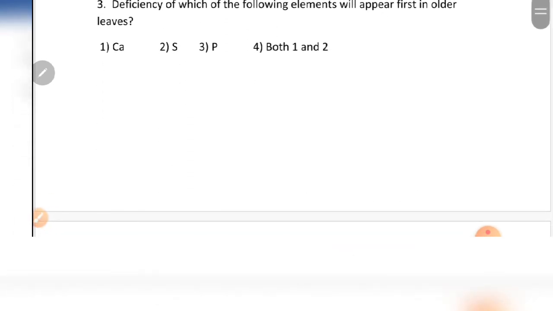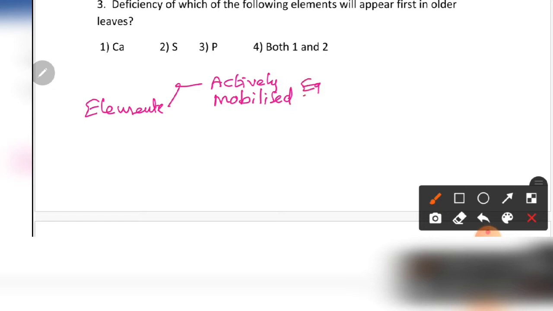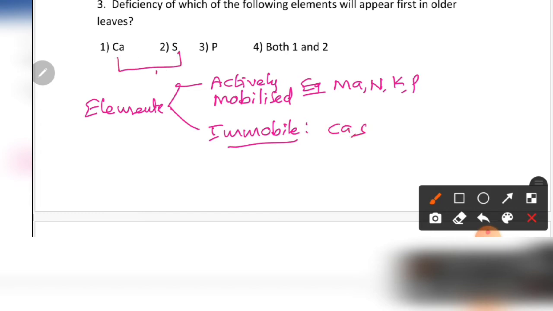Deficiency of which of the following elements will appear first in older leaves? Based on mobility, the mineral elements fall into two categories: elements which are actively mobilized, and immobile ones. Examples of actively mobilized elements, as per NCERT, are magnesium, nitrogen, potassium, phosphorus. The immobile examples are calcium and sulfur.